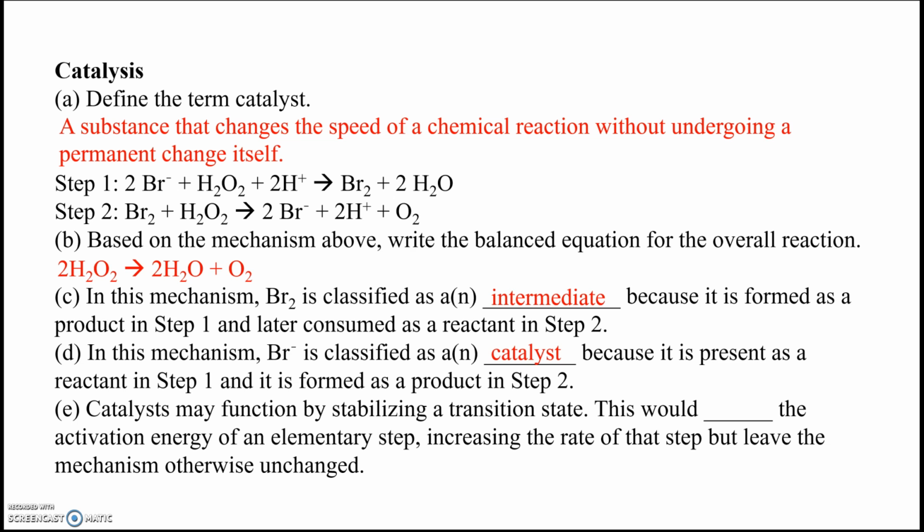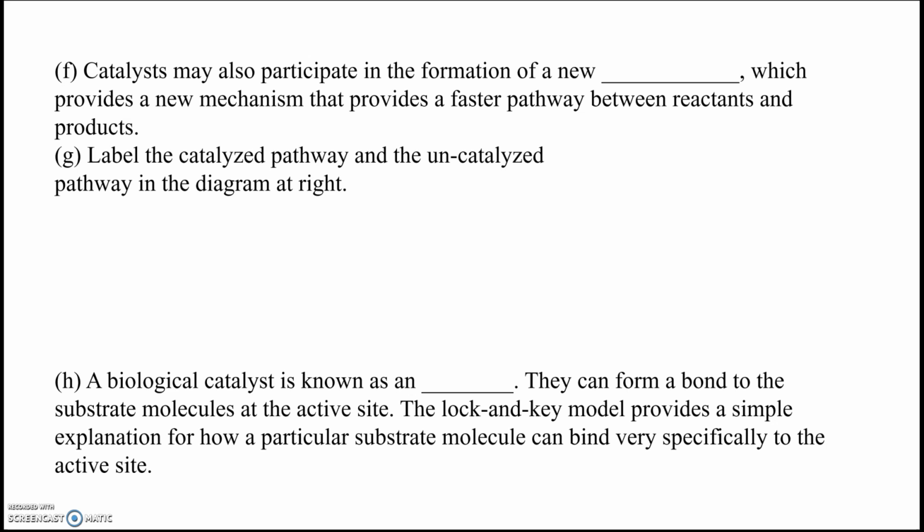Catalysts can function by stabilizing a transition state, which would lower the activation energy. That increases the rate of that step, but otherwise doesn't do anything to the reaction. Now, they also may participate in the formation of a new intermediate, which provides a new mechanism that provides a faster way to get from reactants to products.